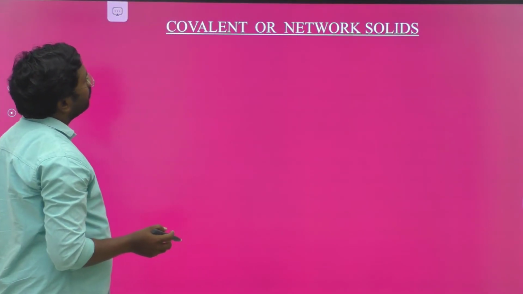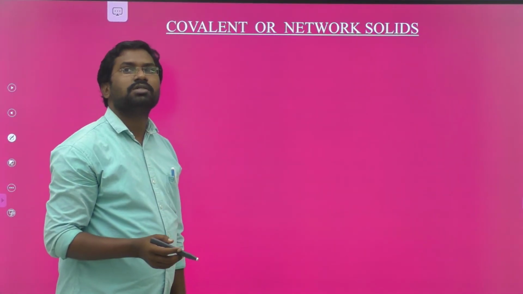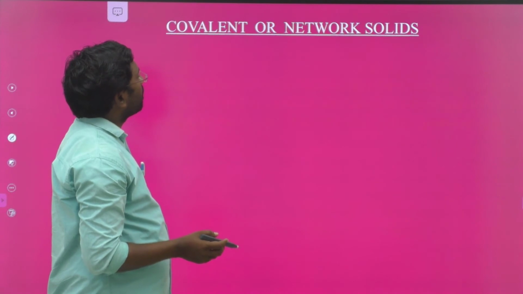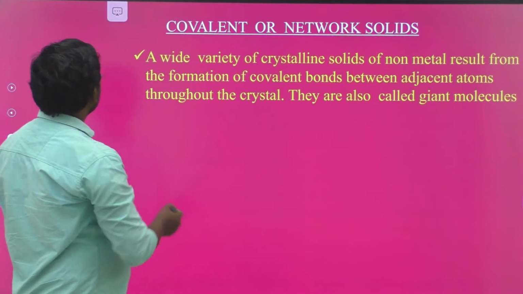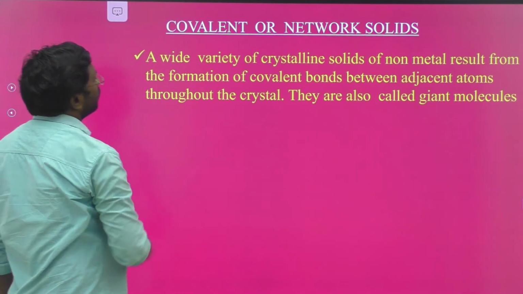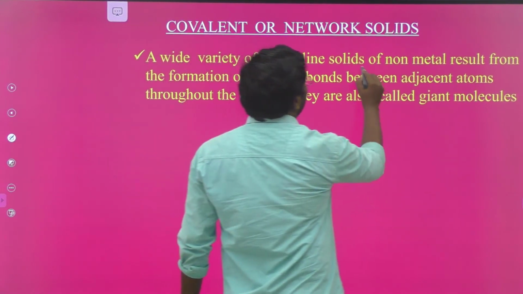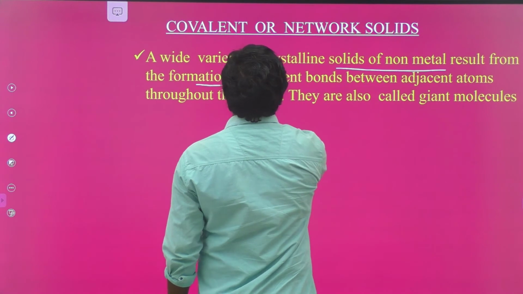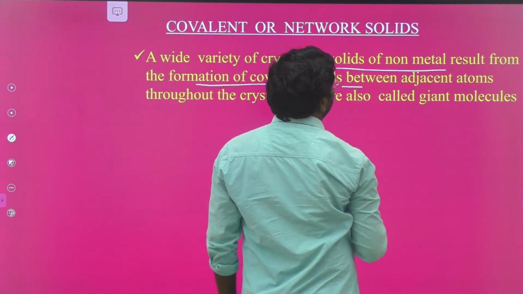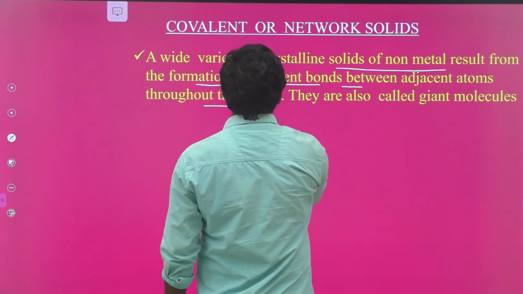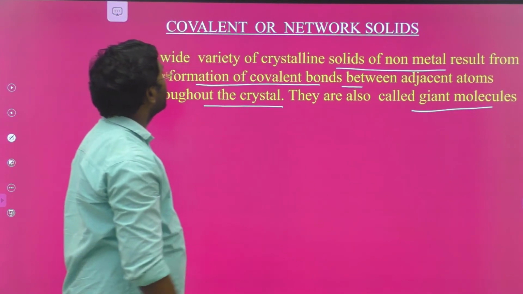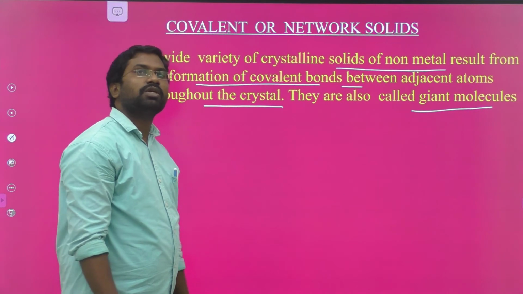And the last category of this classification of crystalline solids is covalent or network solids. So what are covalent or network solids? A wide range of crystalline solids of non-metals, only non-metals, result from the formation of covalent bonds between adjacent atoms throughout the crystal. They are also called giant molecules. This is important for covalent or network solids.